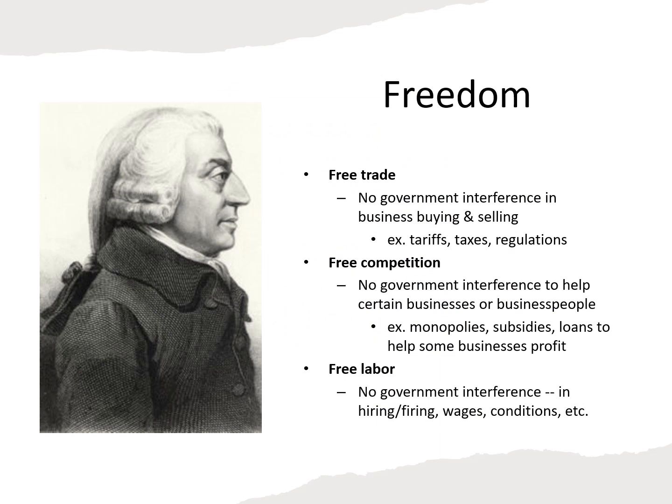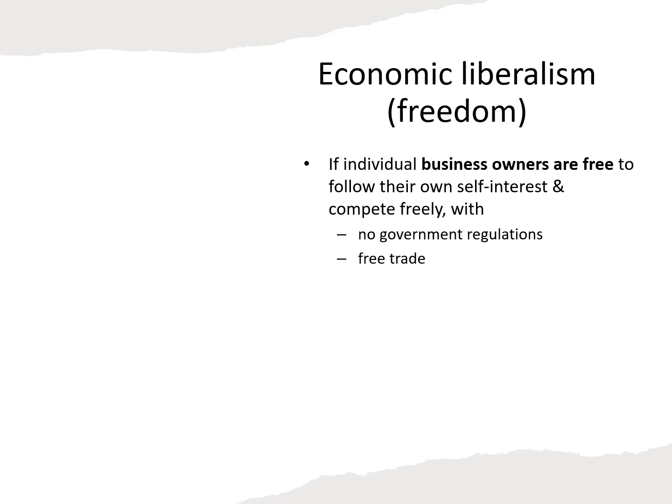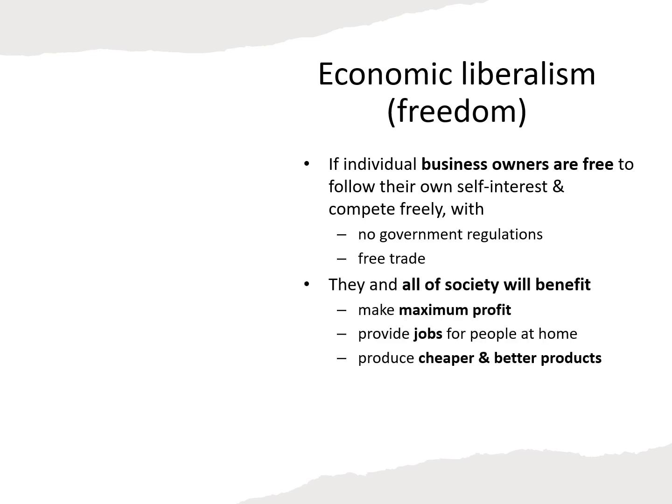So Smith advocated economic freedom. This included free trade, no government interference in buying and selling through taxes or tariffs or regulations, free competition, no government interference to help certain businesses with the monopolies or subsidies or loans, and then free labor, no government interference in hiring, firing, wages, and conditions. This economic freedom would allow businesses to do as well as possible. So if business owners could follow their own self-interest, make as much money as possible, and they of course know better than the government how to make as much money as possible, Smith argued that all of society will benefit.